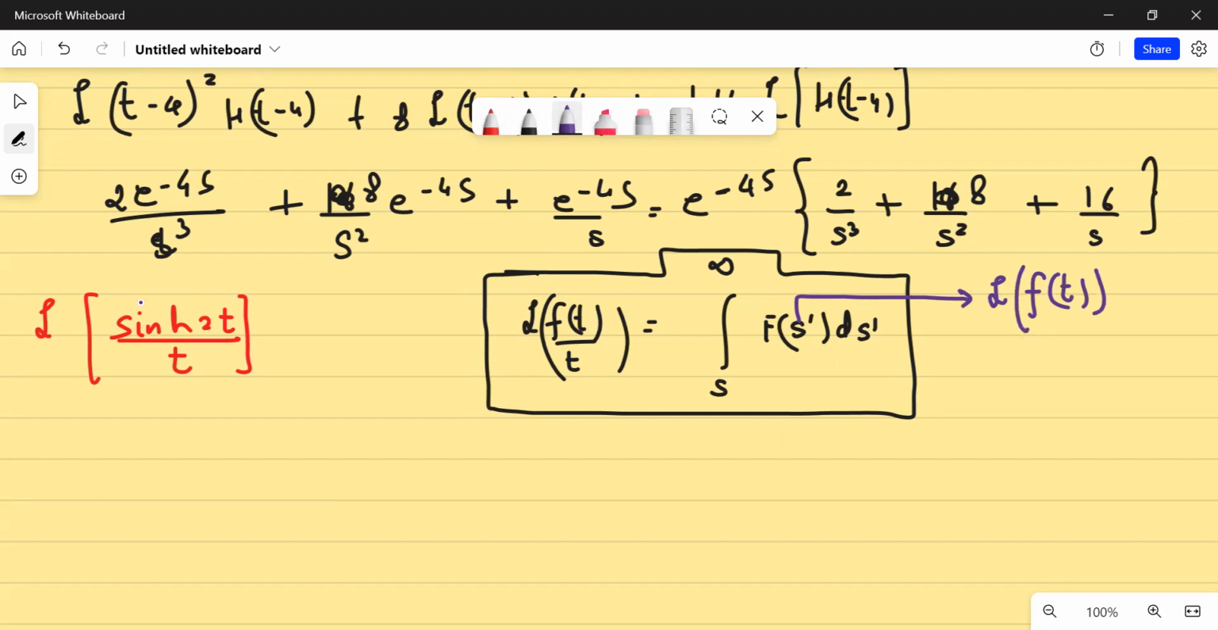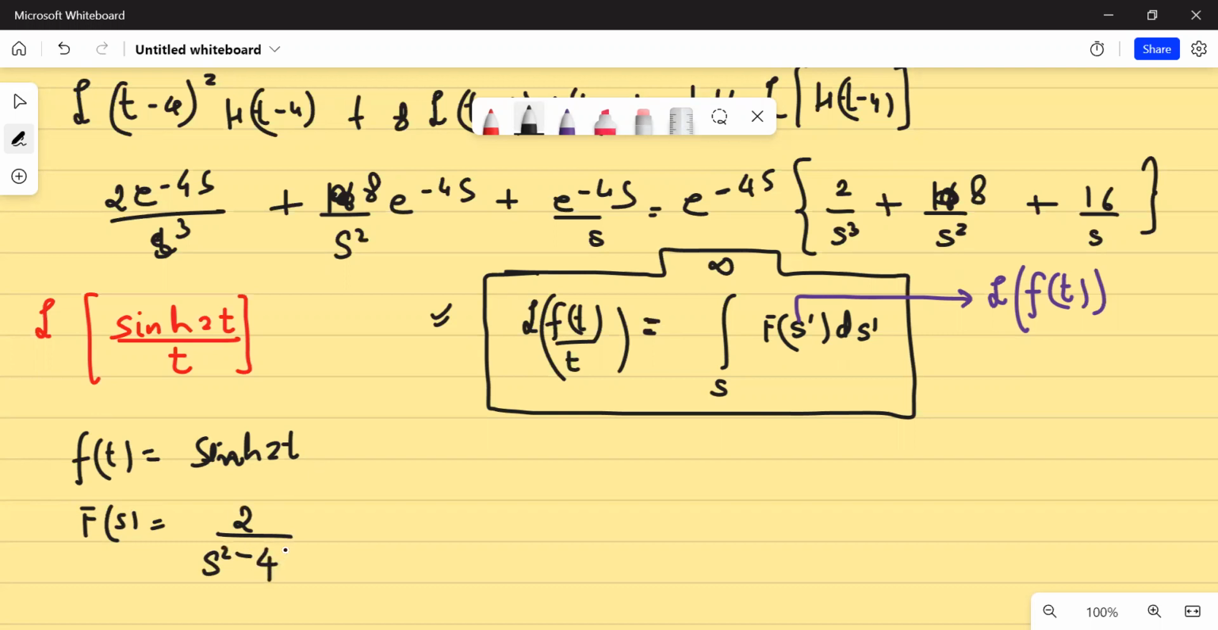So if I want to find the Laplace transform of sine hyperbolic 2t divided by t, what would I do? See, this is f(t) upon t now, and this particular thing I'll derive also today. So integration s to infinity F(s') ds'. This F(s) is simply Laplace transform of f(t). So from here I know that my f(t) is simply sine hyperbolic 2t. Now I taught you the Laplace transform of this is, I think, if you remember, 2 upon s square minus a square. So s square minus 4.